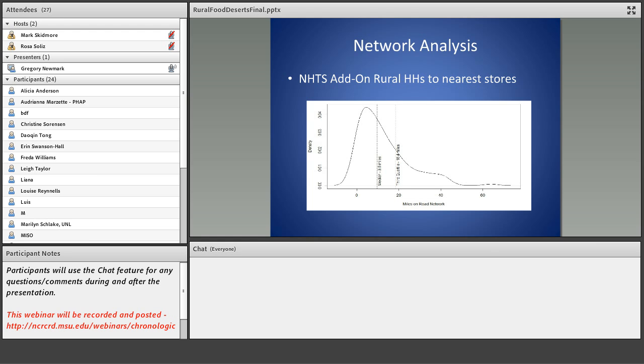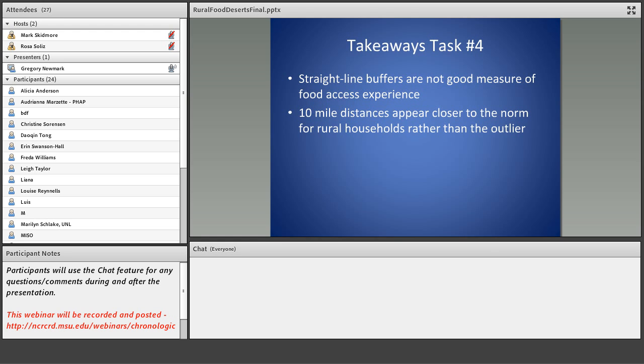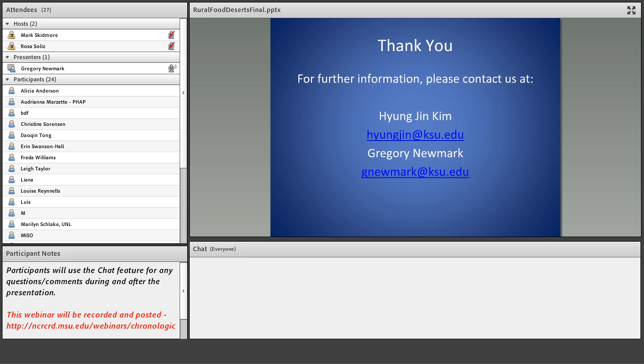So that is where we are, and I wanted to wrap up with our takeaway from this last task: the straight line buffers are not a good measure of the food access experience, and it also seems like the 10-mile distance is more of the norm than an outlier, so we might want to reconsider what an appropriate distance is.